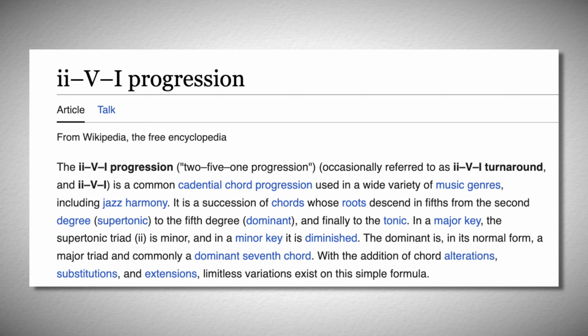Well, according to Wikipedia, a 2-5-1 progression, occasionally referred to as a 2-5-1 turnaround, is a common cadential chord progression used in a wide variety of musical genres, including jazz harmony. It is a succession of chords whose roots descend in fifths from the second degree, the supertonic, to the fifth degree, dominant, and finally to the tonic.